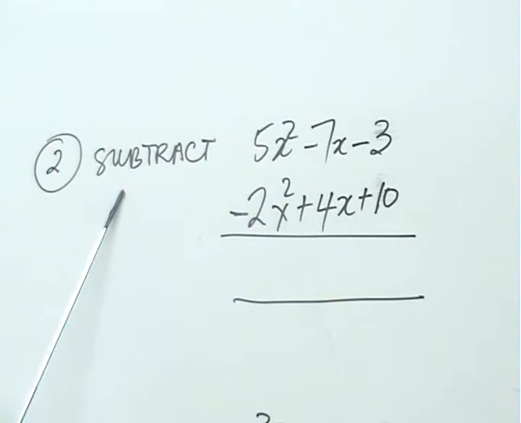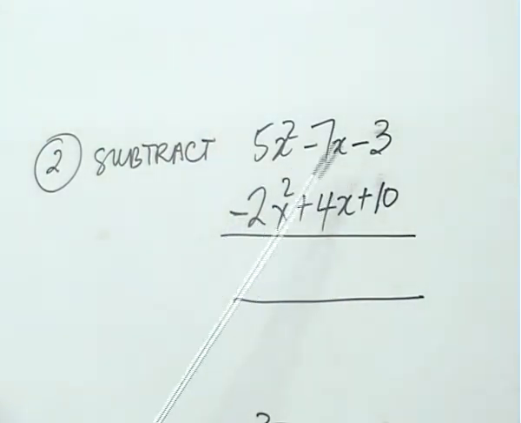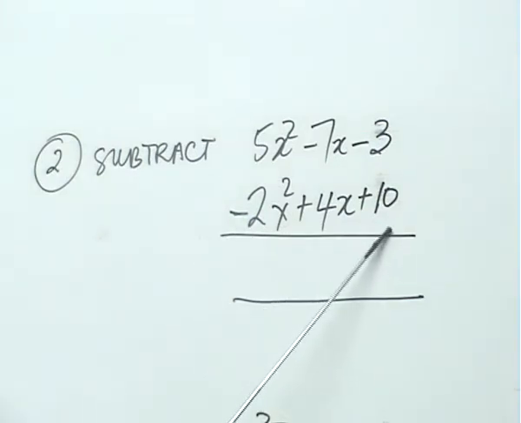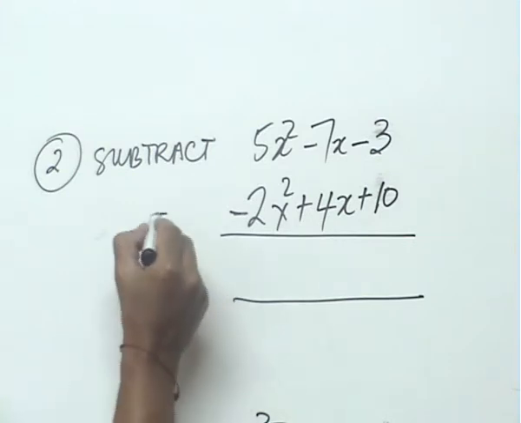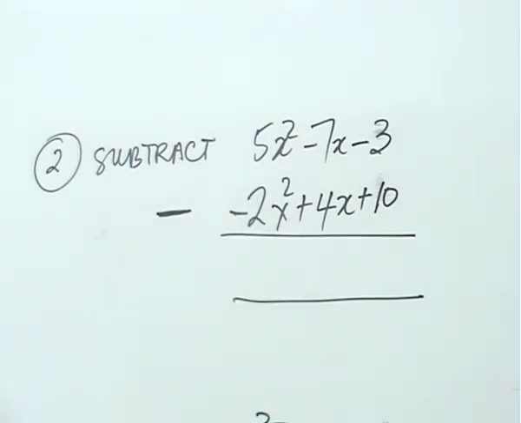Number 2, subtract 5x squared minus 7x minus 3 from 2x squared plus 4x plus 10. Remember, this minus sign belongs to this 2. So if you want to subtract, there is the big subtraction sign for the example itself.